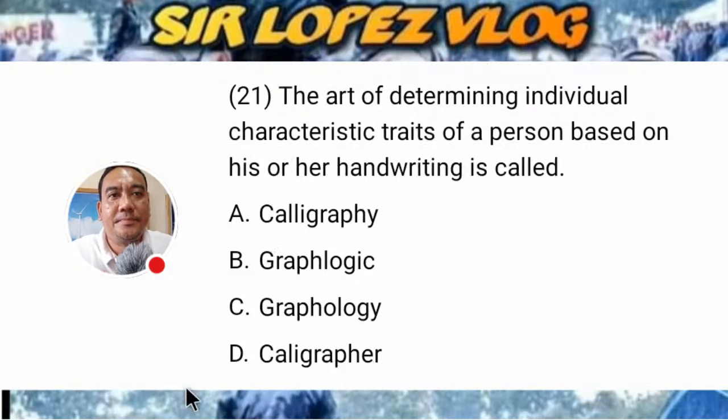21. The art of determining individual characteristic traits of a person based on his or her handwriting is called, I repeat, the art of determining individual characteristic traits of a person based on his or her handwriting is called A. Calligraphy, B. Graphologic, C. Graphology, or D. Calligrapher.